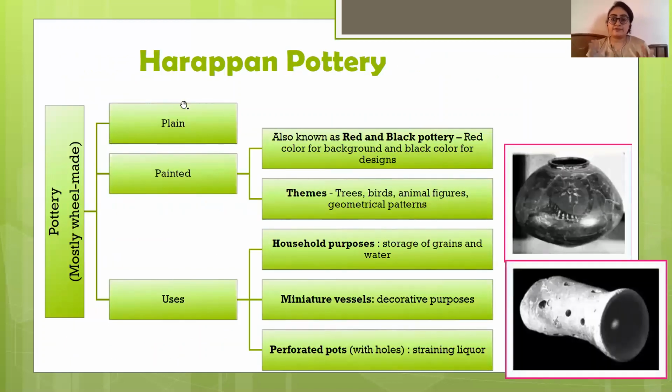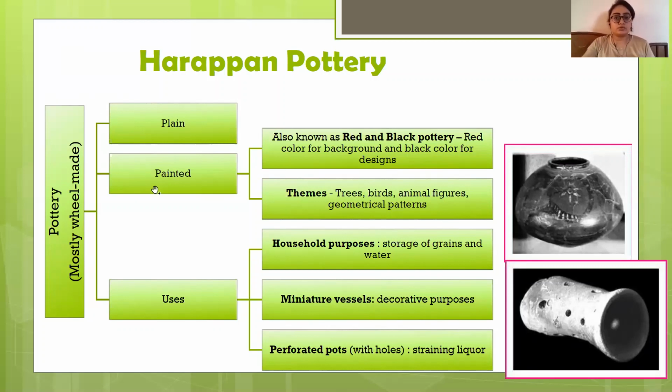So we have finished with Harappan architecture. We have finished with Harappan sculpture. Now we will move on to Harappan pottery. So the pottery in Harappan civilization was of two types. One is plain and one is painted. Both these types of pottery were mostly wheel made. There were some instances wherein handmade pottery was also found, but mostly they were made by wheel.